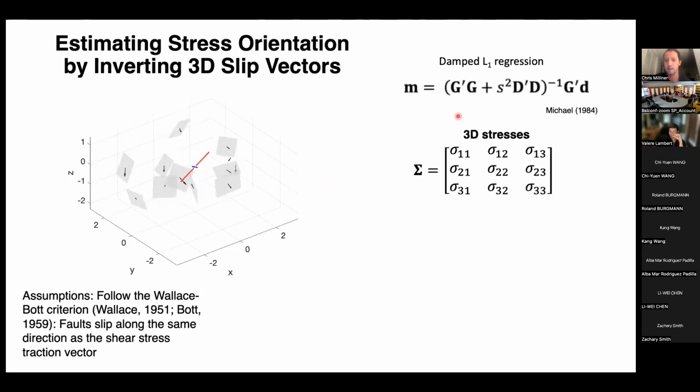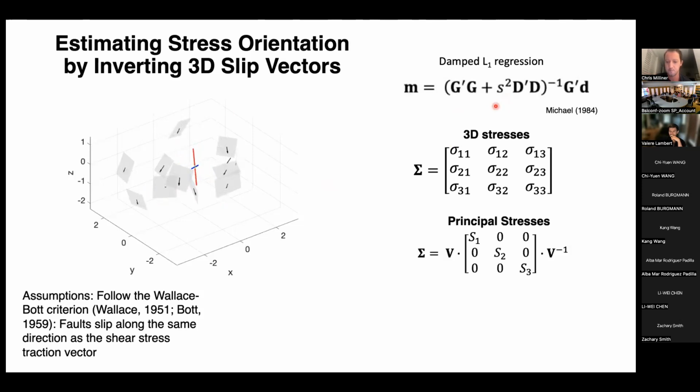We use a damped L1 regression, so we try to suppress or penalize spatial gradients in the stress tensor along the rupture. This approach gives us the deviatoric stresses. We don't get the absolute magnitudes, but we do get an estimate of the R shape ratio value, which gives you an idea of the relative magnitude of stresses, or the shape of the stress tensor.